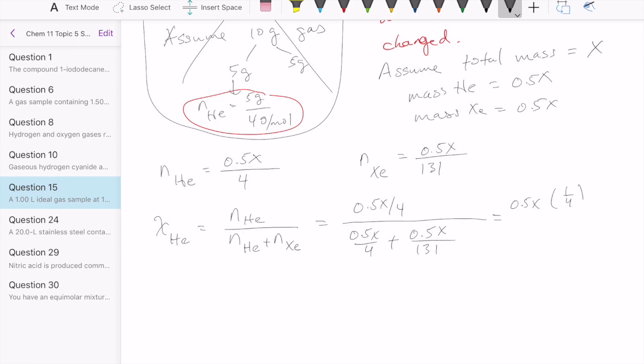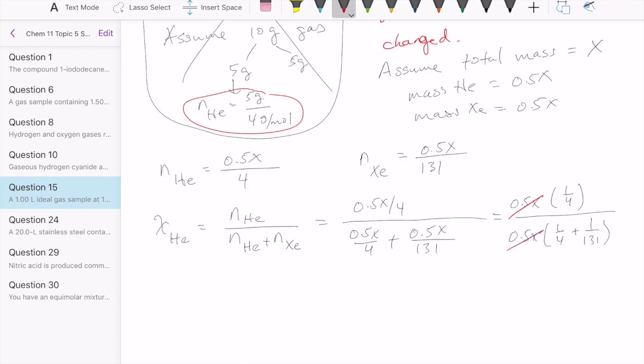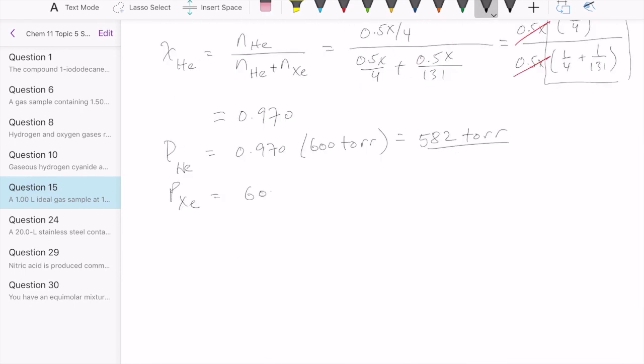So I have 1/4 on the top, and then if I factor out half x, I have 1/4 plus 1 over 131. And of course, the half x cancels out, so you can see that whatever I put in as x really doesn't matter because it will cancel away, and I just have a ratio of numbers which I can calculate. And I end up getting 0.970 for the mole fraction of helium. Partial pressure of helium would just be 0.97 times the total pressure, which is 600 torr, and that gives me 582 torr. Then for xenon, it would be 600 minus 582, giving me 18 torr.